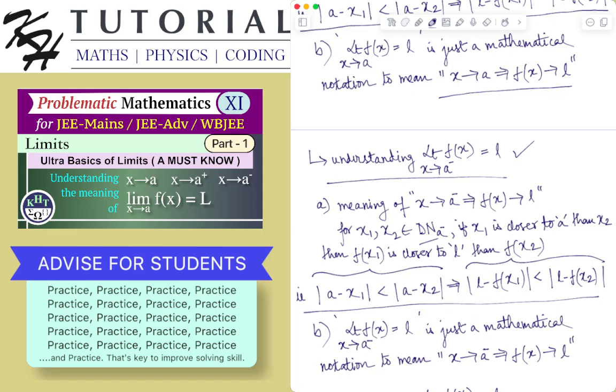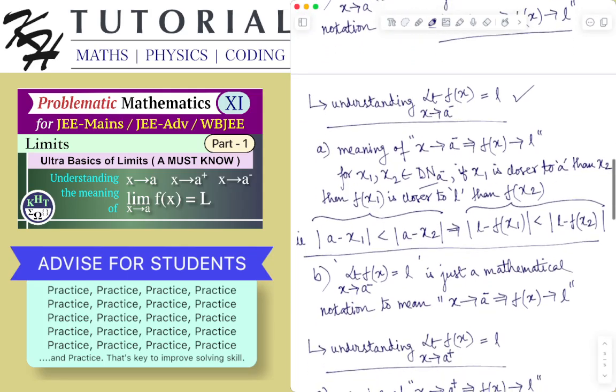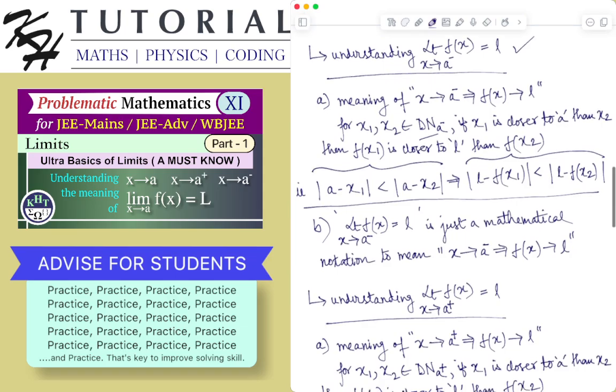Okay, that was a minus, where x tends to a minus, where we were considering any value of x in the left deleted neighborhood of a, or you can say any value of x which is just a little less than a. The same thing applies for the limit x tending to a positive.